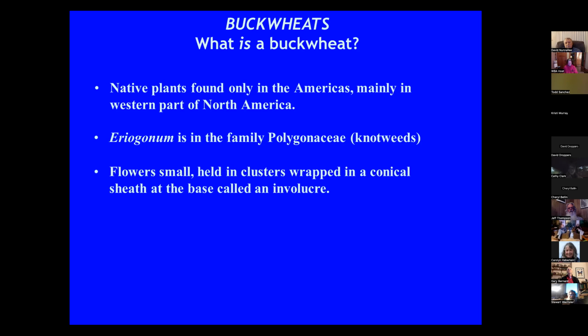One of the characteristics of buckwheats, and this often helps to ferret out whether a plant in your hand could be a buckwheat, is that the flowers are small, very small. The flower heads are typically clusters of numerous flowers, and the small individual flowers are held in clusters, which are wrapped in a little conical or round-bottomed sheath at the base. That's called an involucre.